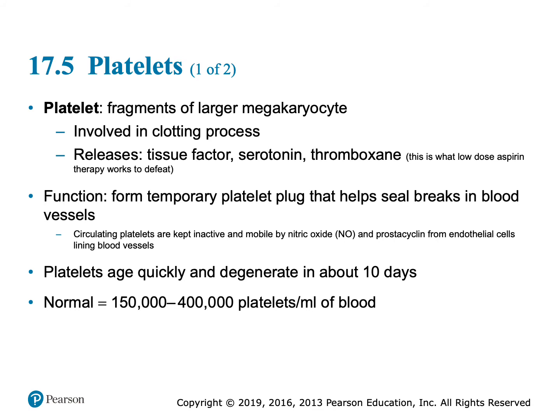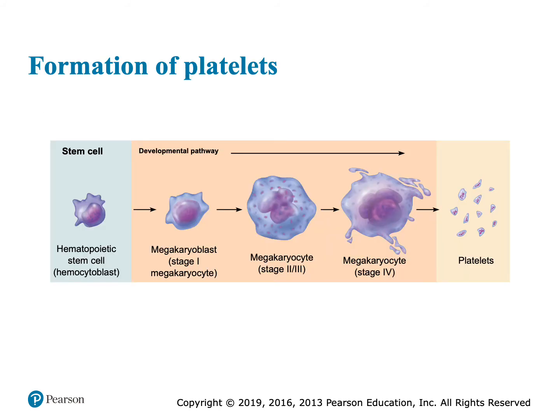Very short-lived, 10 days. This is from your lab book. 150,000 to 400,000 is normal. It's in your lab book, so you should memorize it. This is just showing how platelets form.